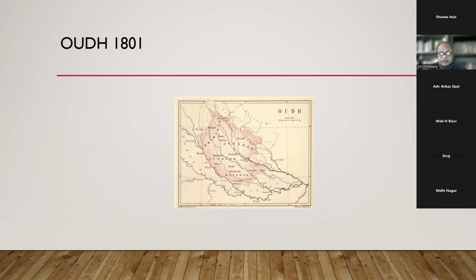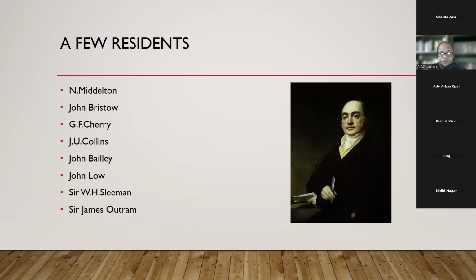There's area like Faizabad, Baiswara, Lucknow, Khairabad, that is Lakhimpur Kheri, Sitapur, Unnao. These were the only areas which were confined to Awadh in 1801, and it remains the border of Awadh till it was annexed by Britishers at the time of Wajid Ali Shah. So that is a very brief history, something about Lucknow, Awadh, and the concept of residency.